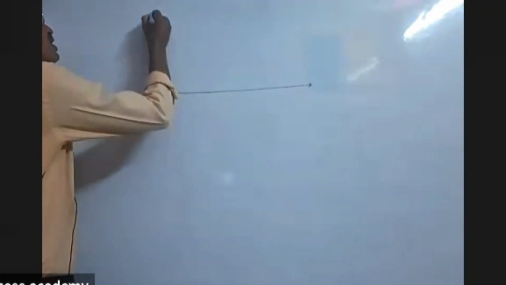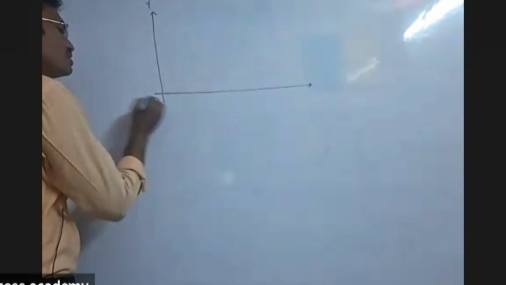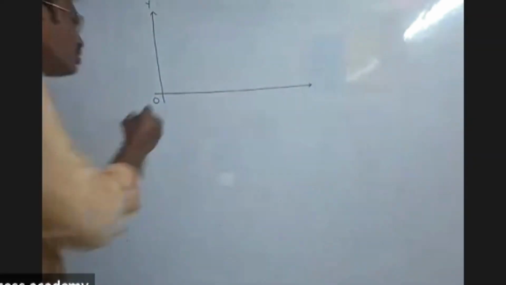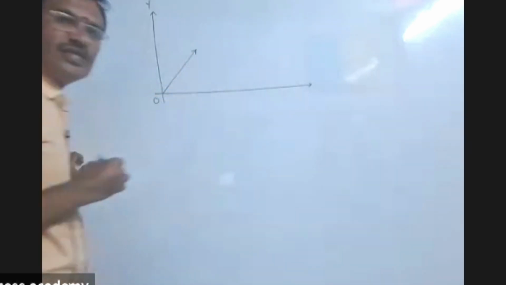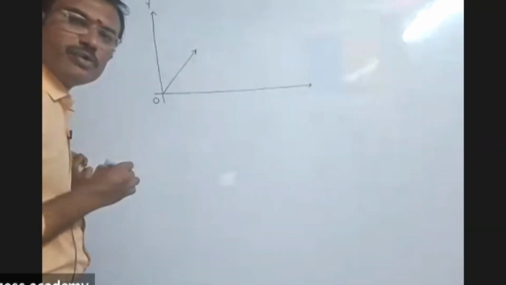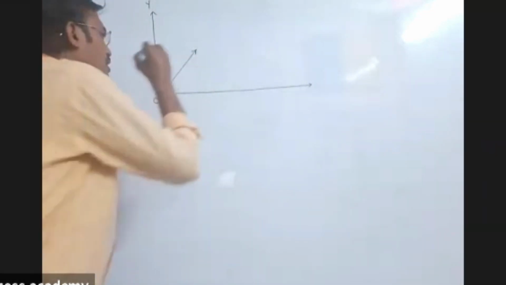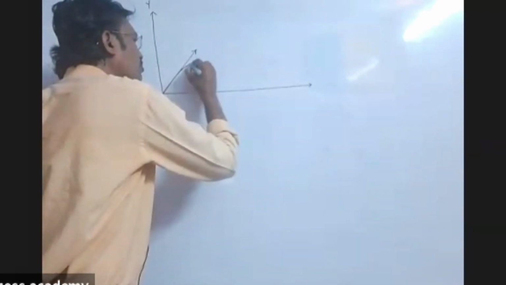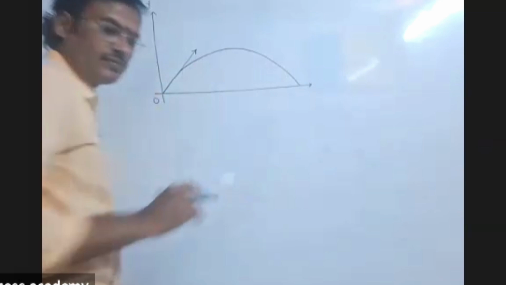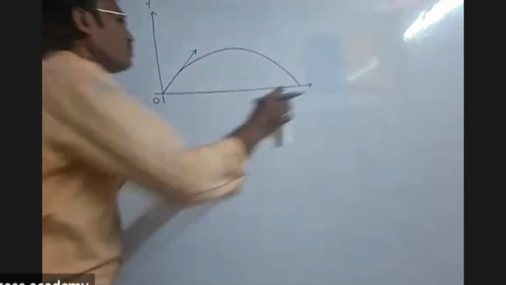Now, this is the x-axis and this is the y-axis. This is the origin. And this is the projection which we considered, direction of the projection of a bomb. The bomb explodes. Now the bomb is projected in this direction. Actually, the bomb needs to reach this point.